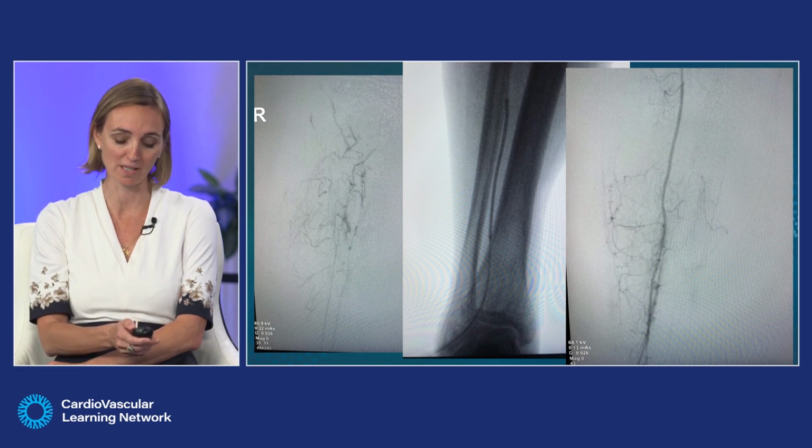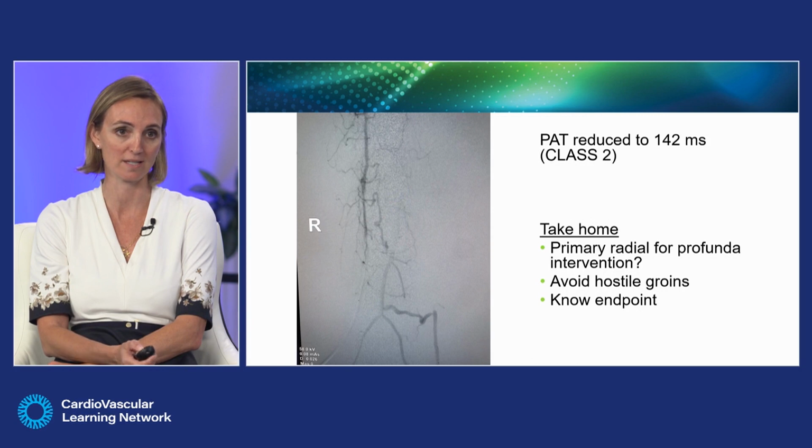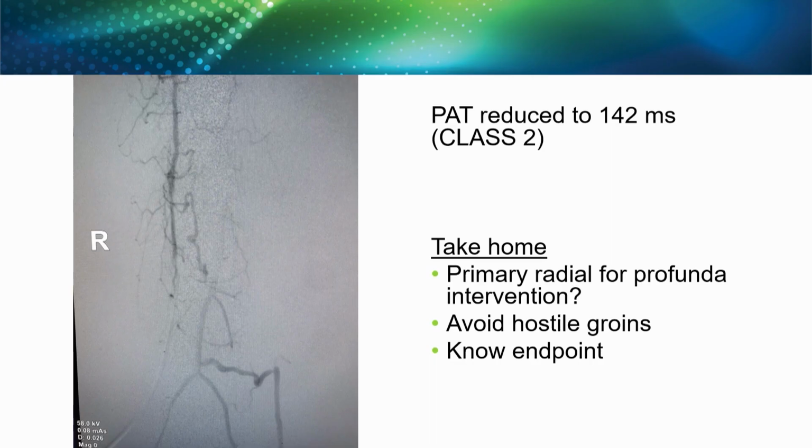I ballooned it. I realized this was probably going to go down, but again, I just wanted to see what I could do with it. His PAT did reduce to 142, which is class 2. So, I really think these people who live off their profundas, why not have radial as a primary?